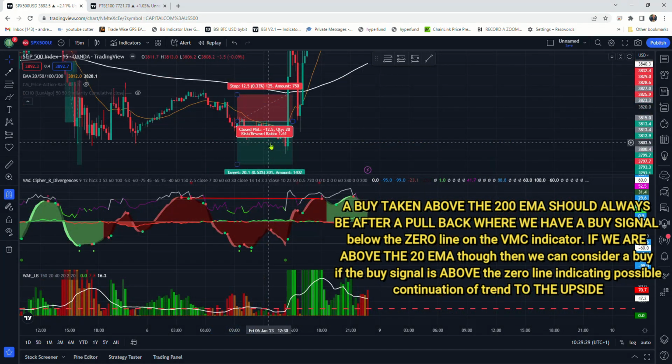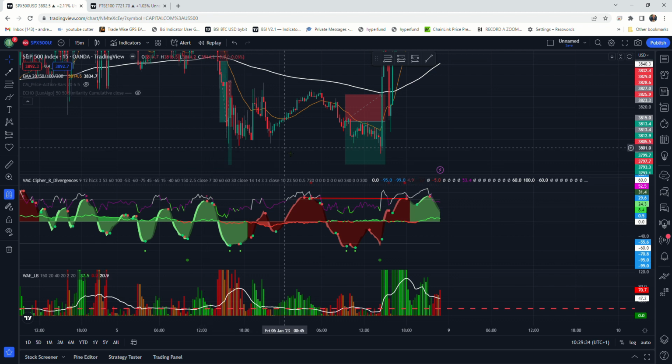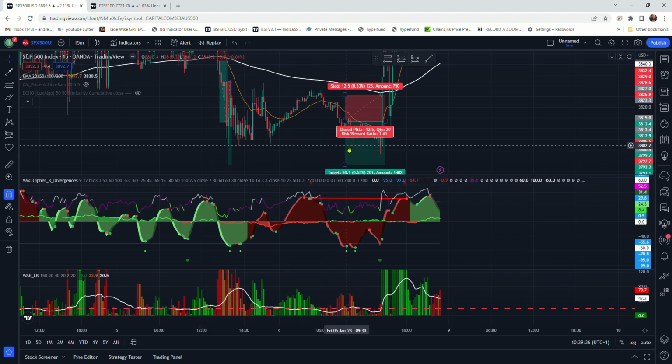Just accept the fact that we're not going to win every trade, but over a month or two it all comes out good. So hope that helps.